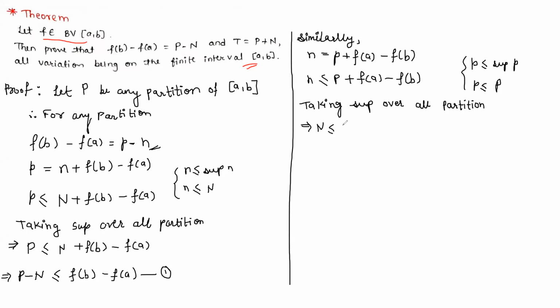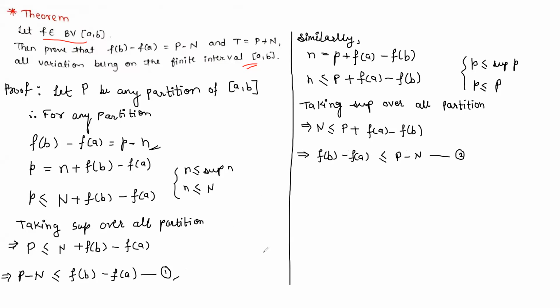So here we get capital N less than or equals to capital P plus f of A minus f of B, which implies that f of B minus f of A less than or equals to P minus N. So let it be number 2.